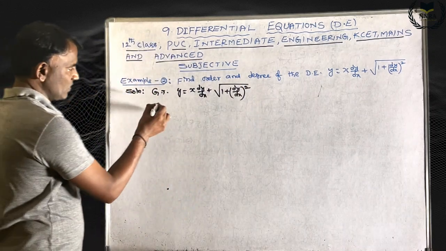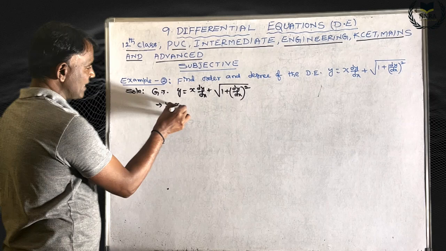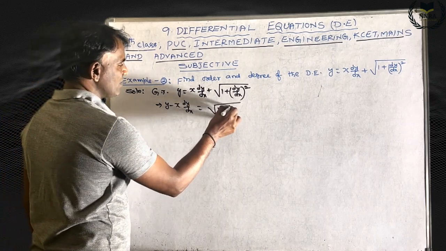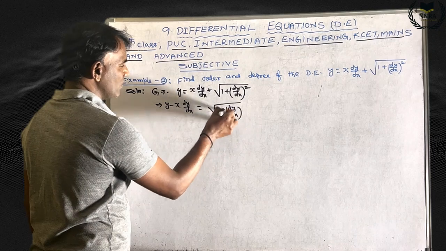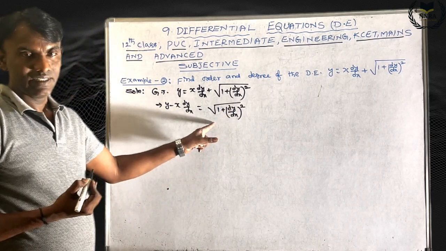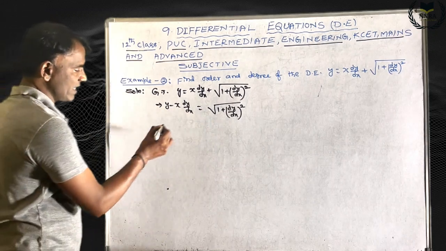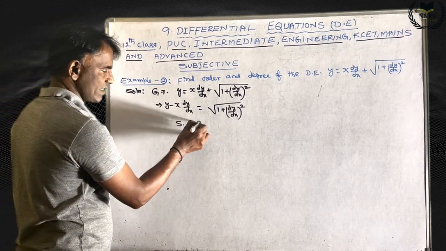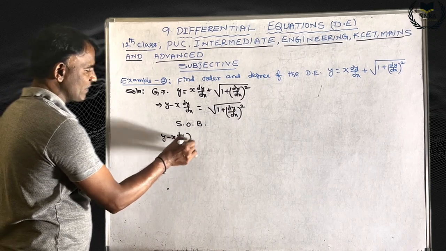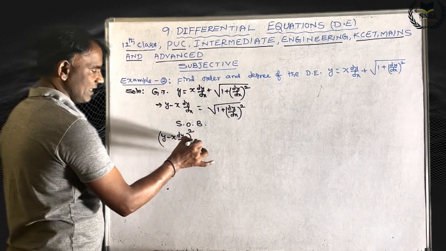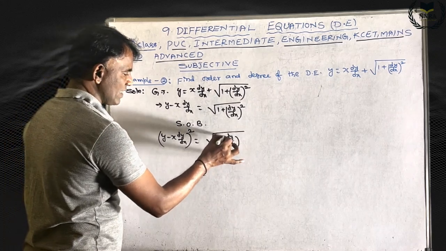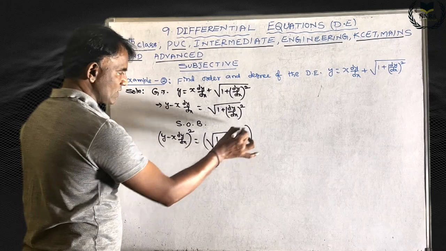Now this can be written as y minus x dy by dx equals the square root of 1 plus (dy by dx) whole square. So actually it contains a square root, right? Now we should remove that. So how to remove that? Squaring on both sides. Then how to write the LHS value? (y minus x dy by dx) whole square, and that side, the square root of 1 plus (dy by dx) whole square, then whole power 2.